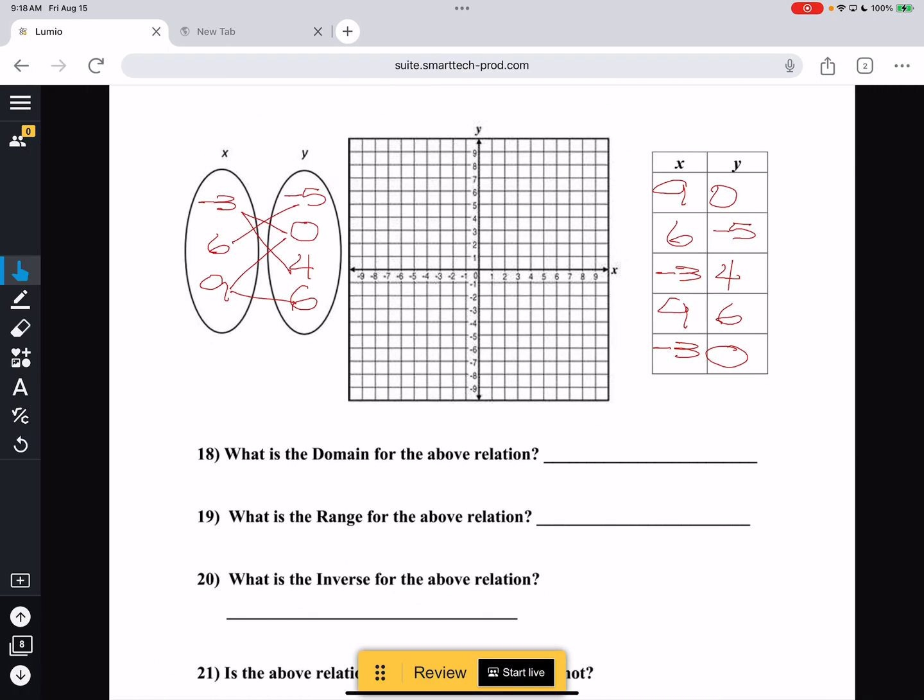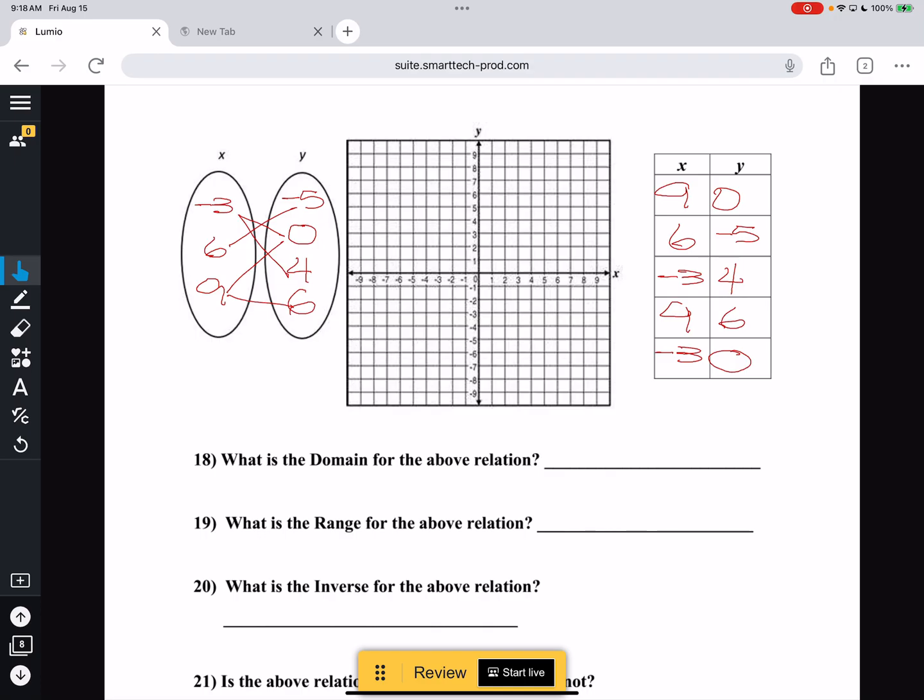Then, what's domain? Domain is just the X values, and you list them once. So basically take your map and place it over here, and put it in those little brackets. So -3, 6, 9. What is the Y value? What do we call it? The range.